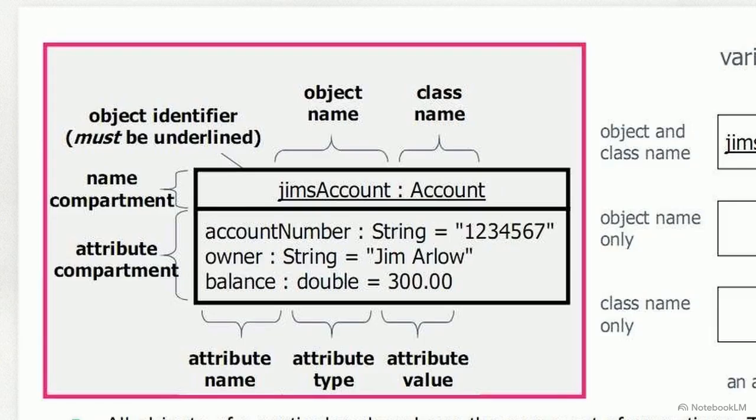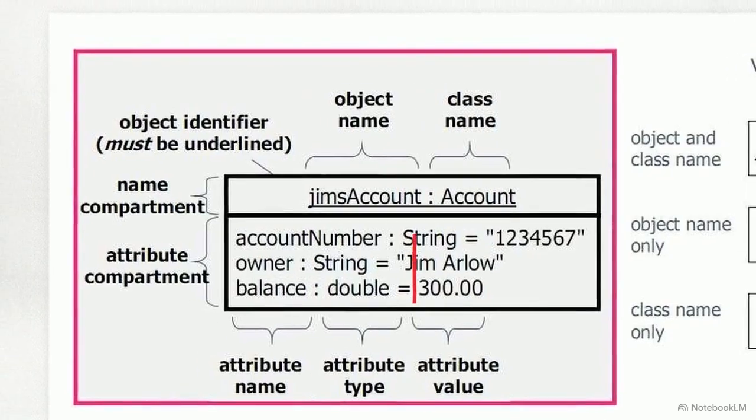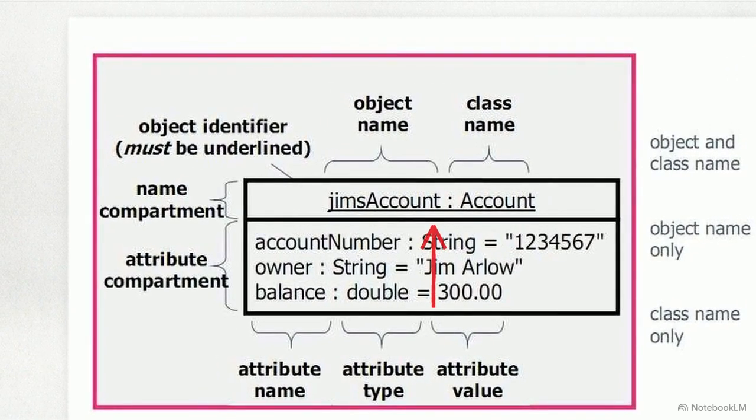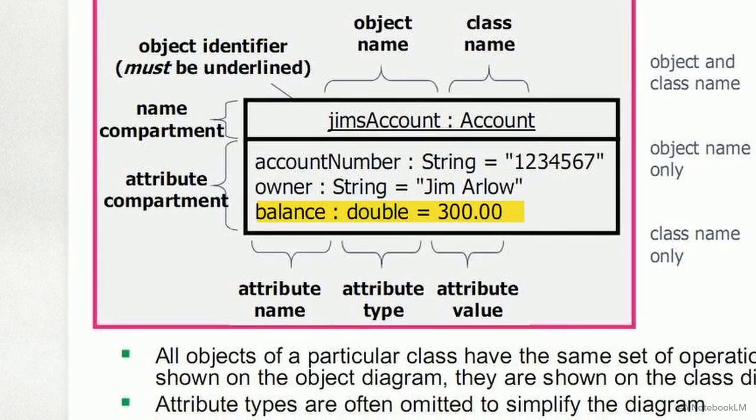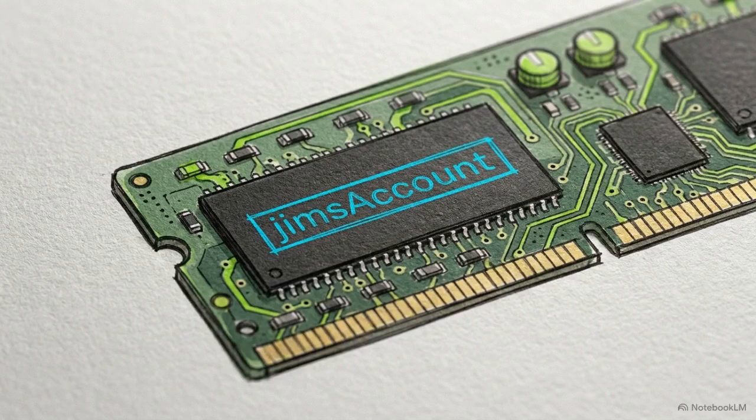We can contrast that abstract class definition with this diagram, which shows a living instantiated object. You know it is a specific object residing in memory because its identifier is underlined, and its attributes hold concrete values, like a balance of $300. A single named rectangle on a page represents a specific, bounded, and protected footprint in system RAM.